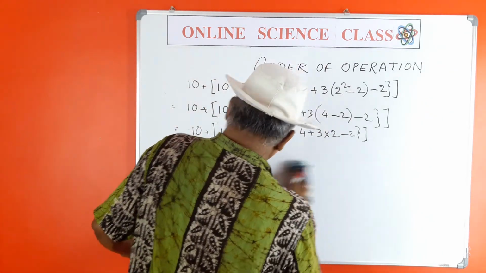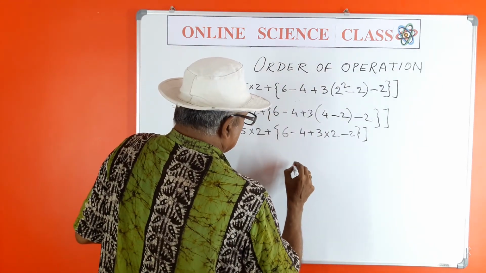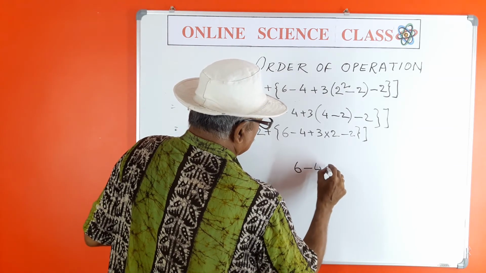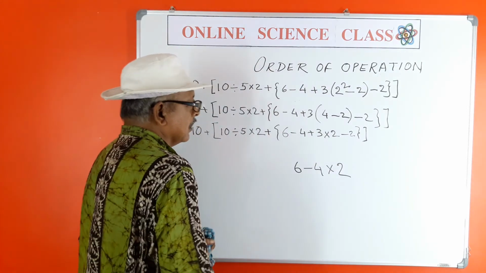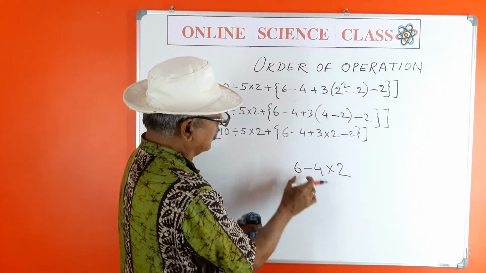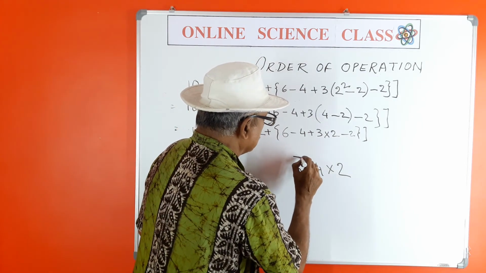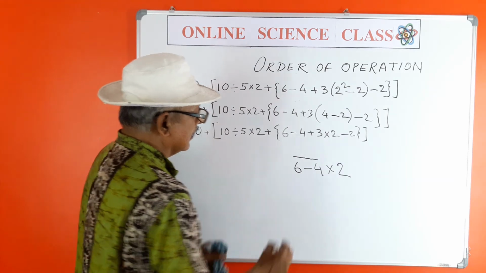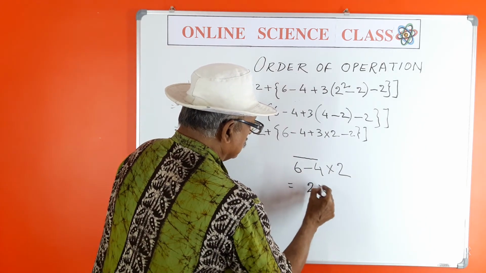Say there is an expression 6 minus 4 multiplied by 2. In this expression, we have to do 6 minus 4 into 2, that is 8. But if this bar bracket were there, then we have to do this one first, 2 into 2.